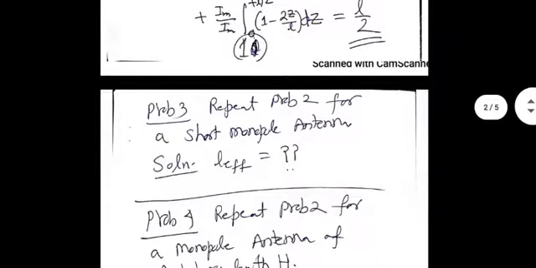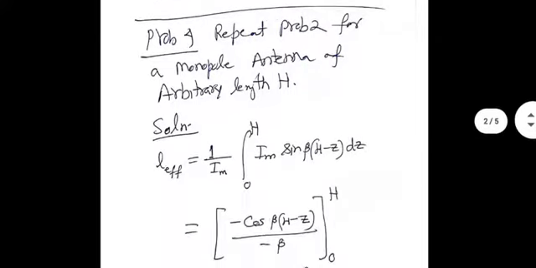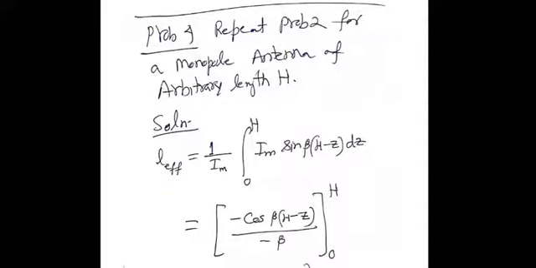Monopole antenna, I would like you to do it yourself. Figure out the effective length of a short monopole antenna. Now, this is the one that you may find very interesting. Suppose the dipole length is any arbitrary value. Can we calculate L effective?